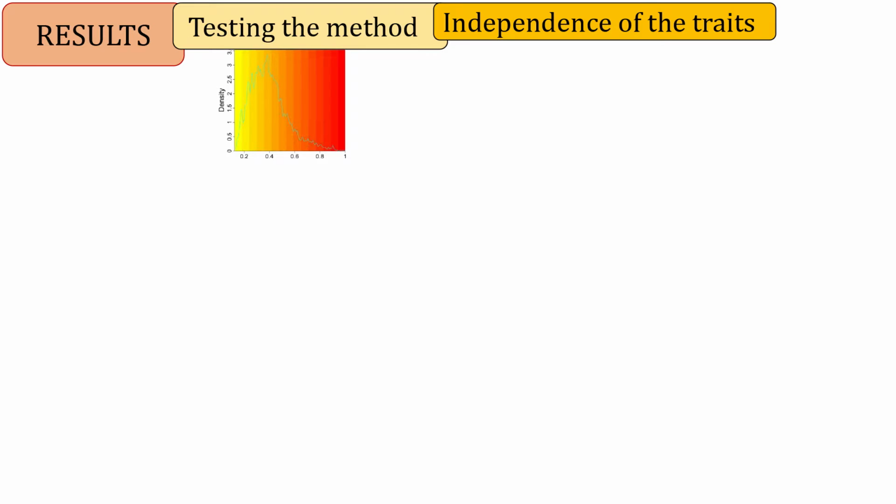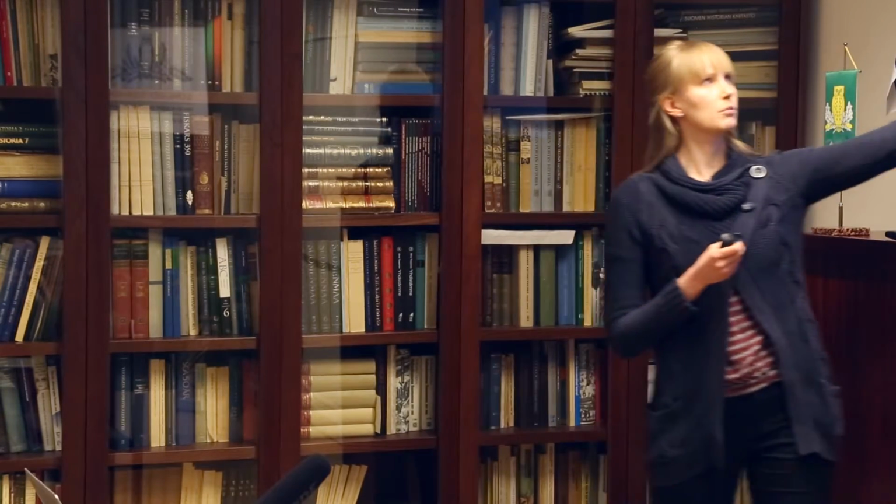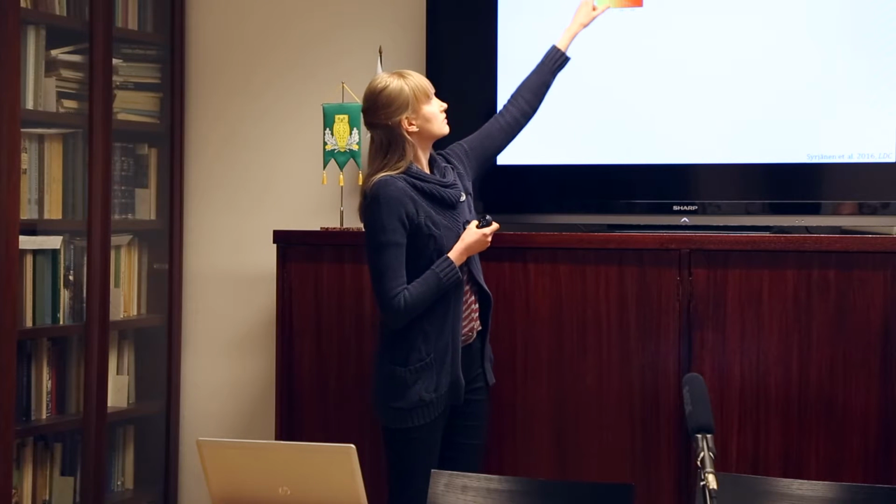But first, here about testing the method and the independence of the traits. Here is a histogram of how much in the data different map sheets, which are now the traits, are linked or dependent on each other. And the more there is red, the more they are linked. And I don't know whether you can see the line, but it goes like this. So there is only quite a small fraction which are very strongly linked with each other, which was a good result.